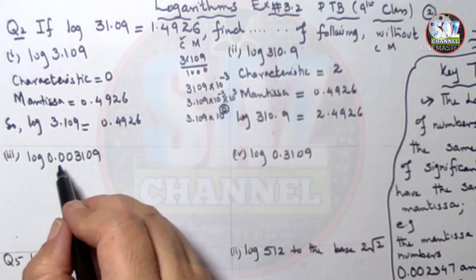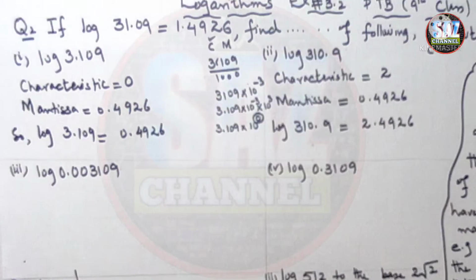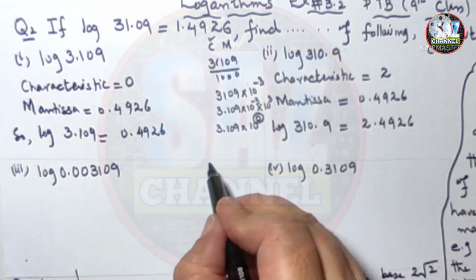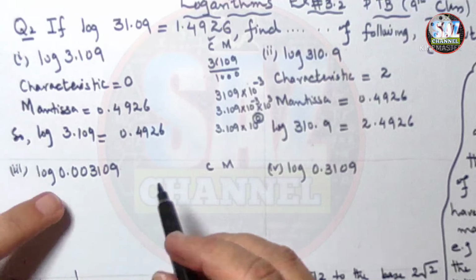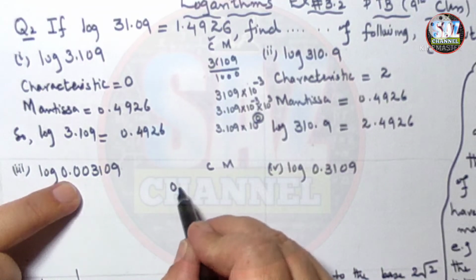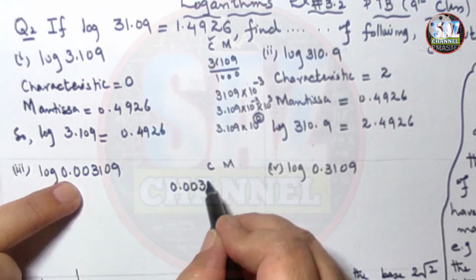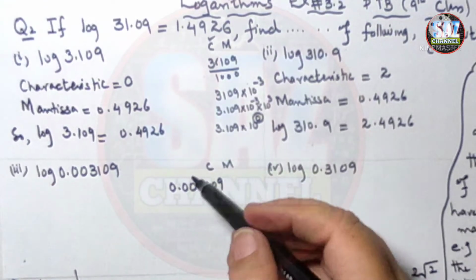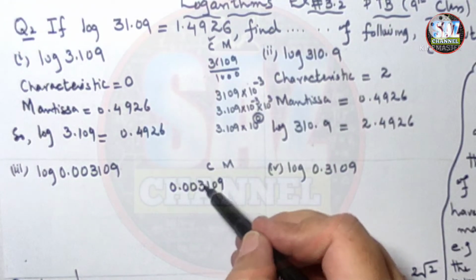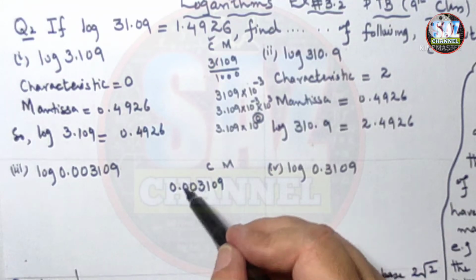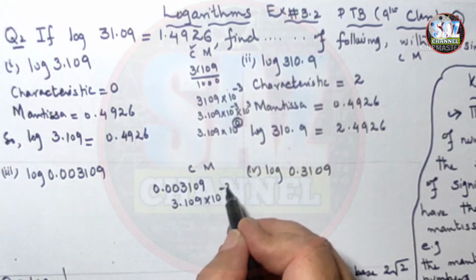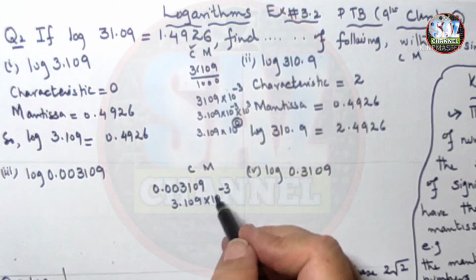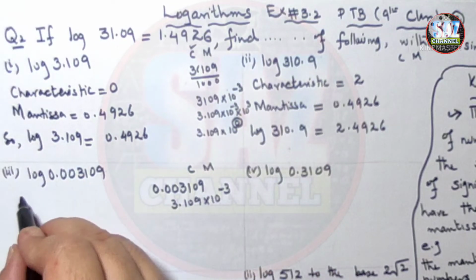And moving to the next part, that is 0.003109. Okay, we need to think about the characteristic and mantissa. Characteristic of this number 0.003109. Okay, I have to write it in scientific notation, and I have to bring the decimal after 3, in between 3 and 1. So 3.109 multiplied by 10 raised to the power minus 3. So the characteristic of this number will be minus 3.